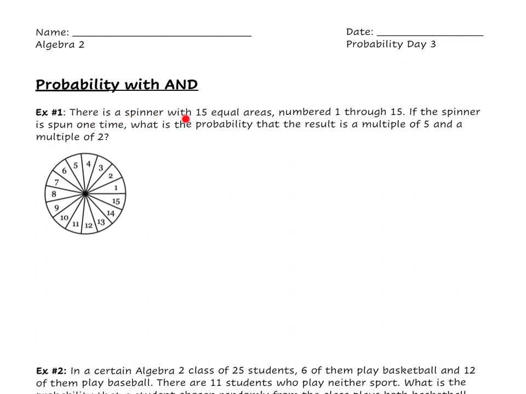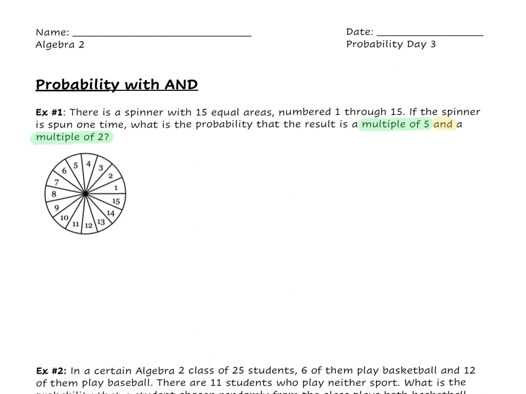There is a spinner with 15 equal areas, as shown in the diagram below, numbered 1 through 15. If the spinner is spun one time, what is the probability that the result is a multiple of 5 and a multiple of 2? So that word and in here is joining these two statements. We want to know what the probability is that we get the result to be a multiple of 5 and at the same time being a multiple of 2. So the best way to do this is to list out all of our possibilities.